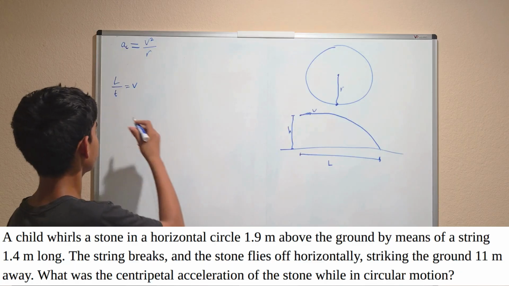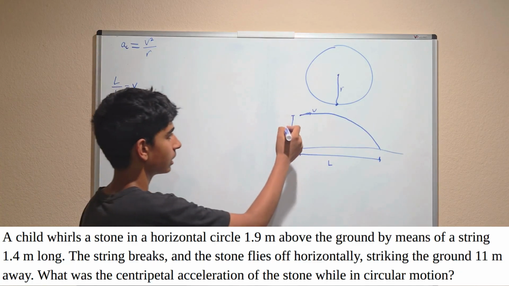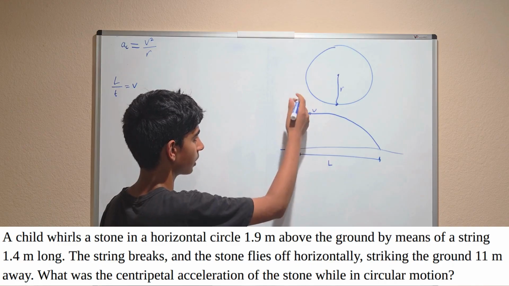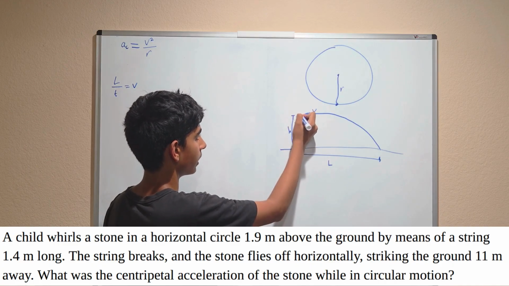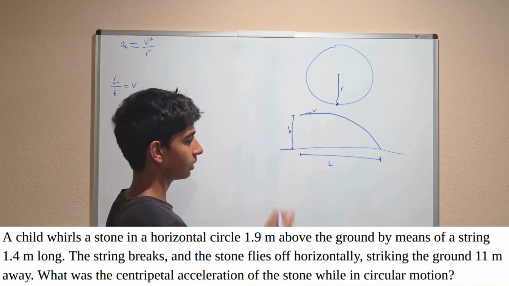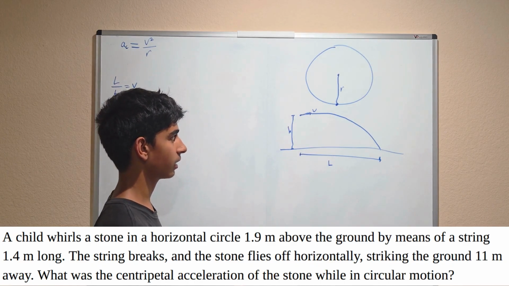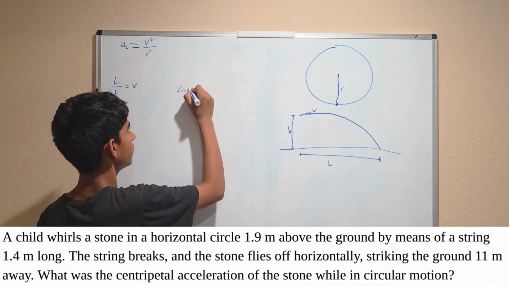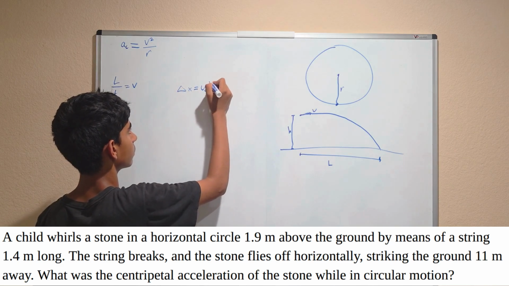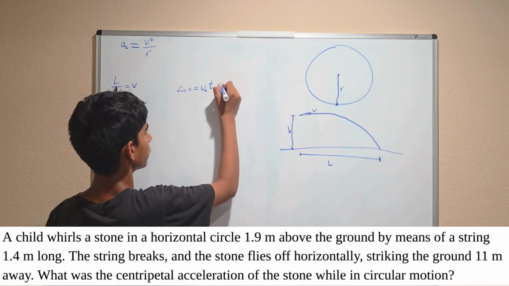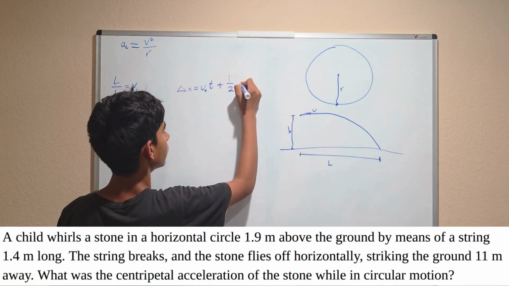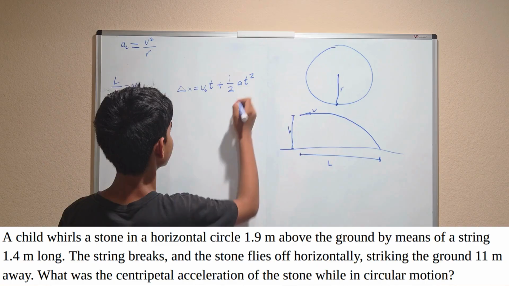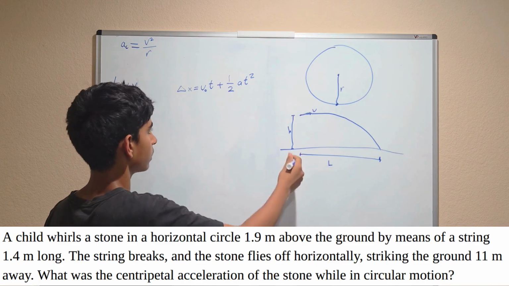And how do we find the time, you ask? Well, using this part, using this dimension. It starts with an initial vertical velocity of 0. So we can use this kinematic equation, delta x equals v naught t plus 1/2 a t squared, for the vertical dimension.